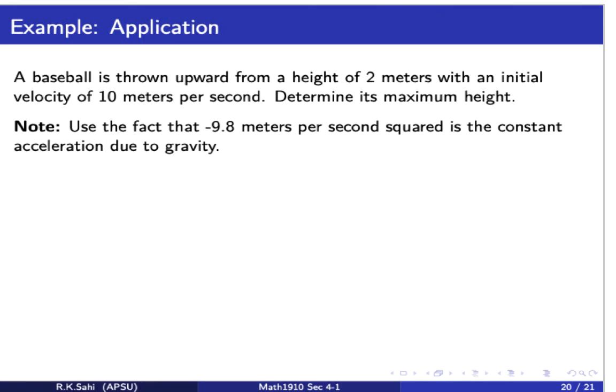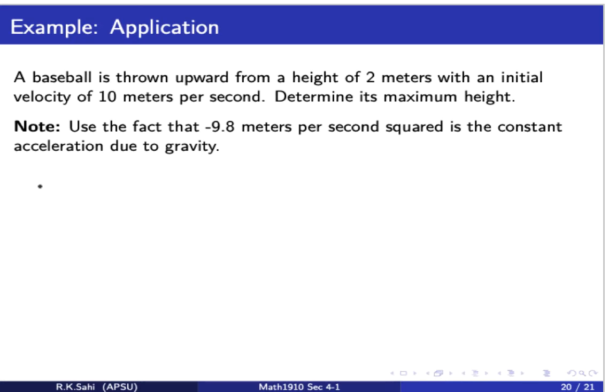Now here a baseball is thrown upwards from a height of 2 meters with an initial velocity of 10 meters per second. We would like to find the maximum height this baseball can go. Think of this one. I like to make some little graphs. Suppose a person is standing here, and he throws a ball.